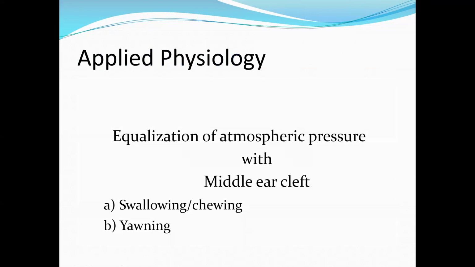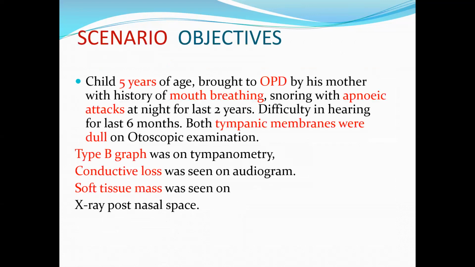The most important function of the eustachian tube is equalization of atmospheric pressure and middle ear pressure. This tube opens when we swallow, when we chew, and when we yawn, and it equalizes the middle ear air pressure to the atmospheric pressure. So the objective of this lecture is early diagnosis of the case with the help of clinical features, and early treatment.